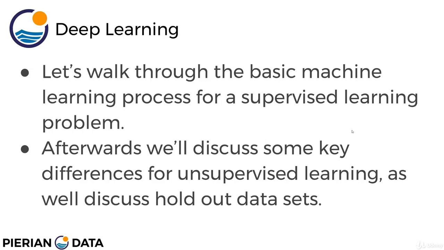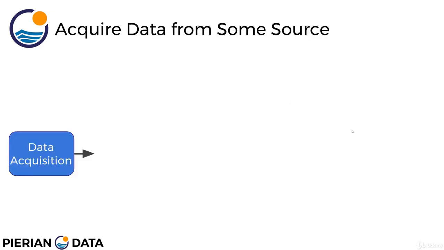Later on, much later in the course, we'll discuss reinforcement learning, which kind of has its own particular machine learning process. It doesn't really fall quite into this general machine learning process. Okay, so let's go ahead and go step by step what a ML process looks like. First thing you have to do is actually acquire the data.